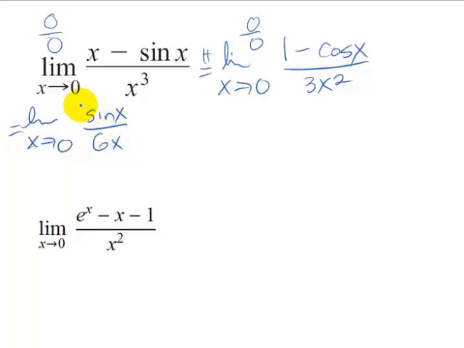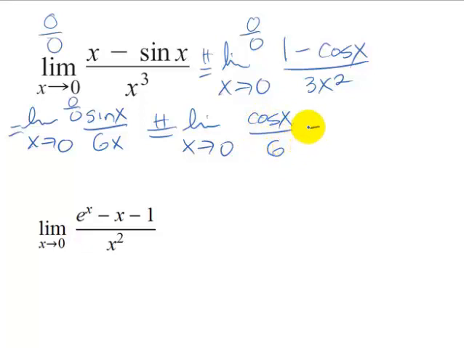We can see we still have the indeterminate 0 over 0. Let's apply L'Hopital's rule again. The derivative of sine is cosine, over 6. And we now stop because the cosine of 0 is 1 and the denominator is 6.